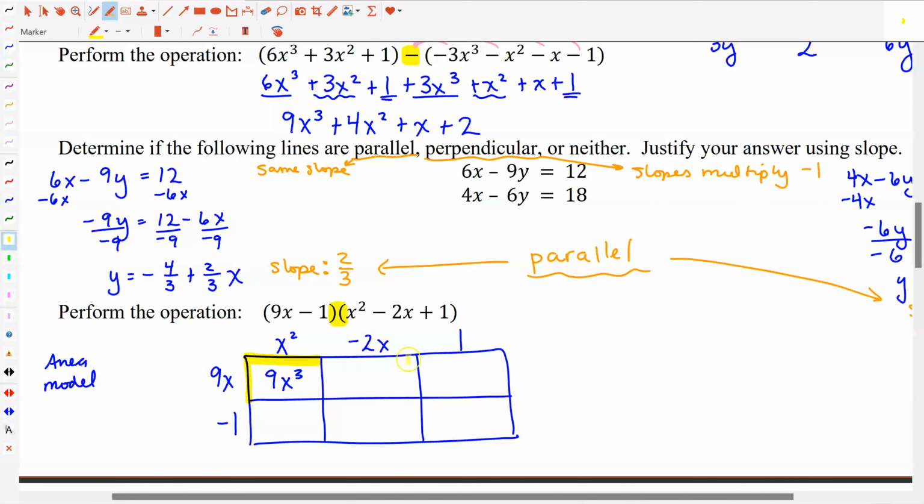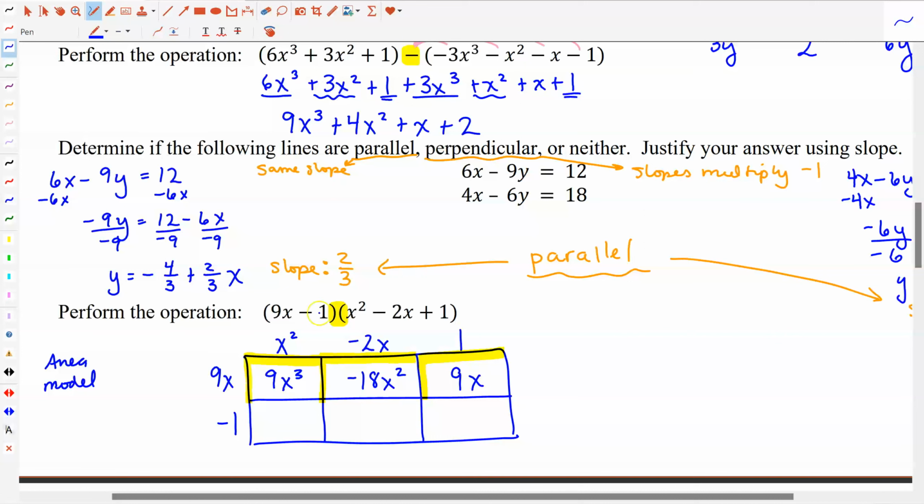The second rectangle has an area of negative 2x times 9x, or negative 18x squared. This third rectangle across the top row is going to have an area of 1 times 9x, or 9x. And now I have finished three distributions.